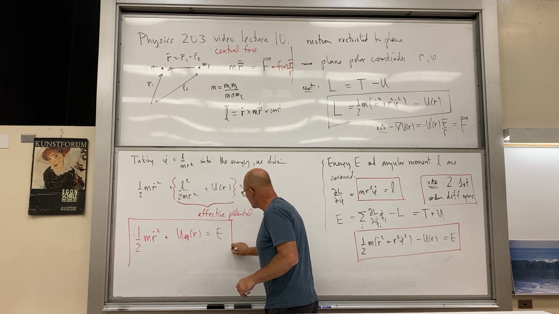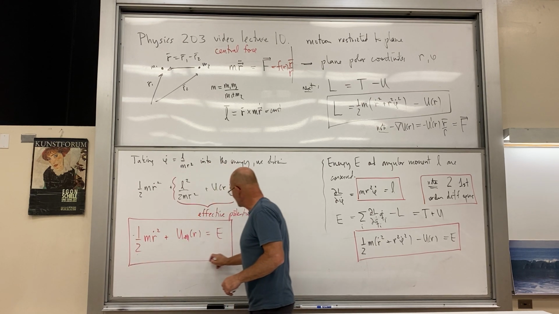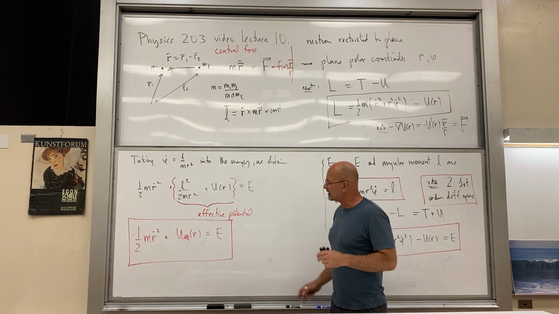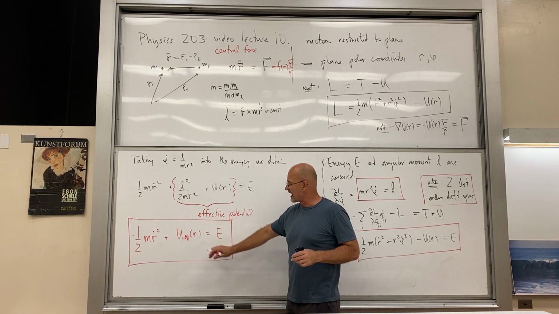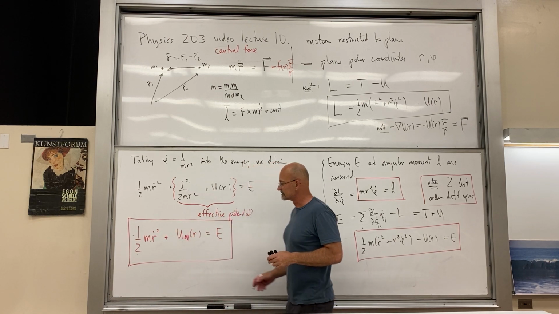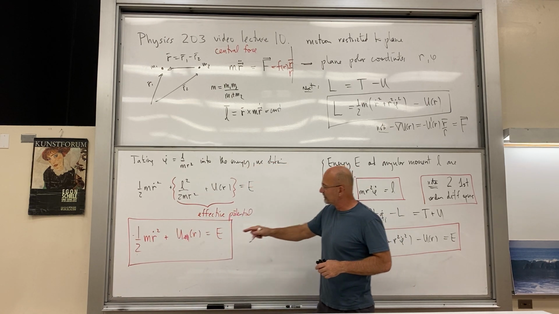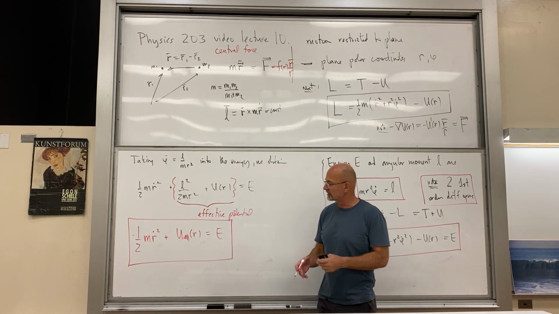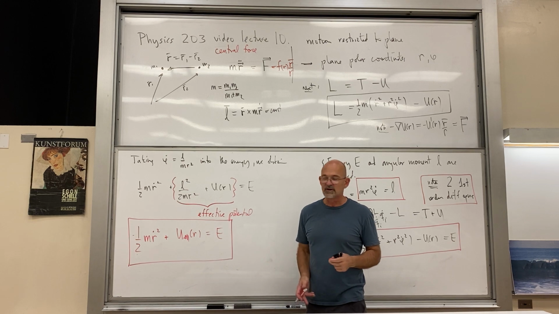Now, everything we know about solving one-dimensional problems, one degree of freedom problems, is available to us to discuss this. In fact, you can see right now we can already reduce this to a quadrature. In other words, we could just separate variables and get t as a function of r, and if we're lucky, we could get r as a function of t.